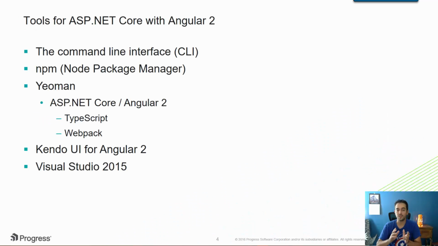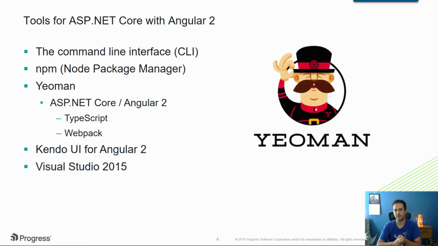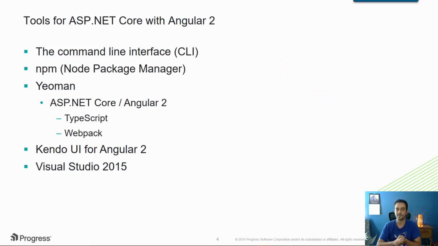For this application, I'll be using the command line. I'll also be using Node Package Manager, or NPM, to install dependencies and tools like Yeoman. Yeoman is a code generation tool that I'll be using to scaffold the new application. And the application will use Angular 2 for the client side and ASP.NET Core for the server side APIs.